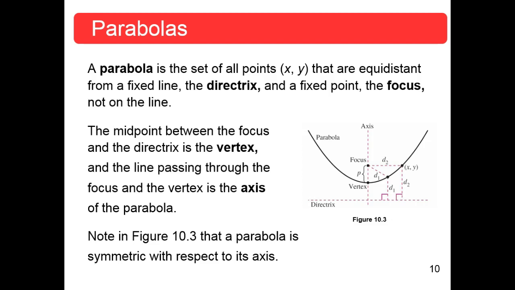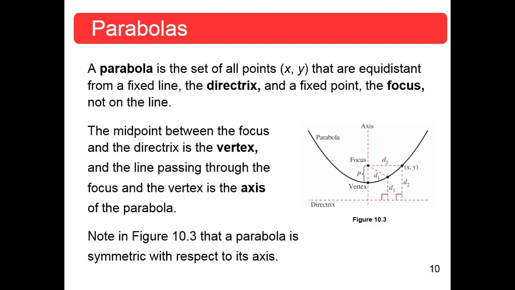Note that the parabola is symmetric with respect to its axis. So it's equal distance from the focus and the directrix. The parabola is always going to be in between the two of those. That's why the focus can't be on the directrix. It has to be separate. Now, the closer they are together, the flatter that parabola is. The further they are apart, the steeper that parabola is.